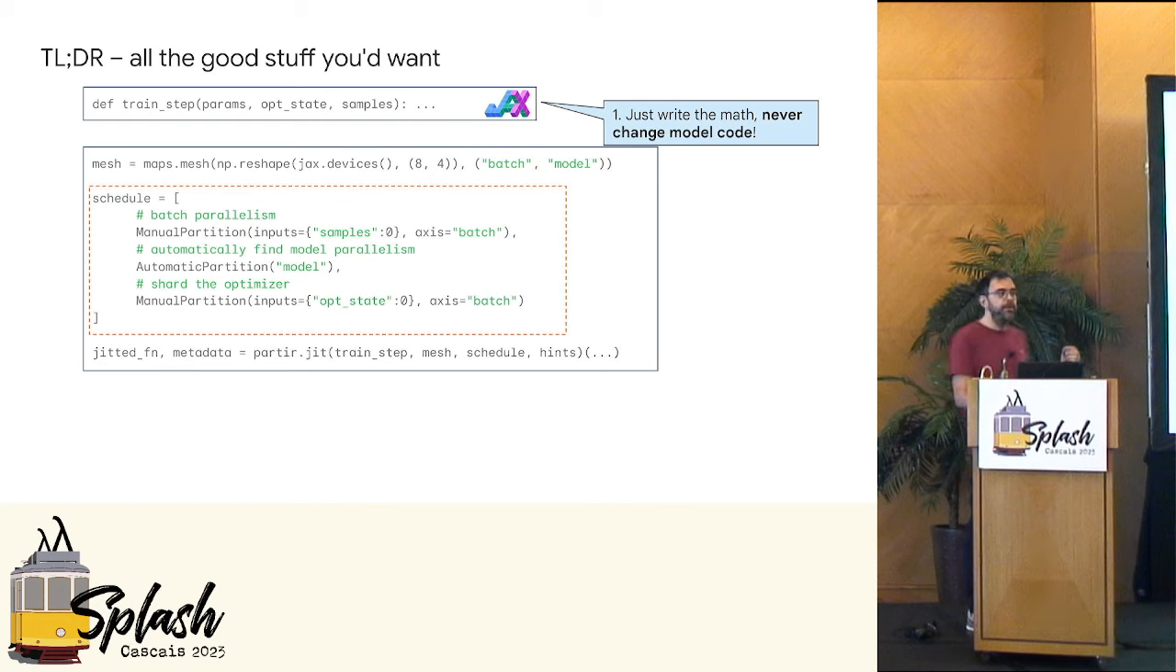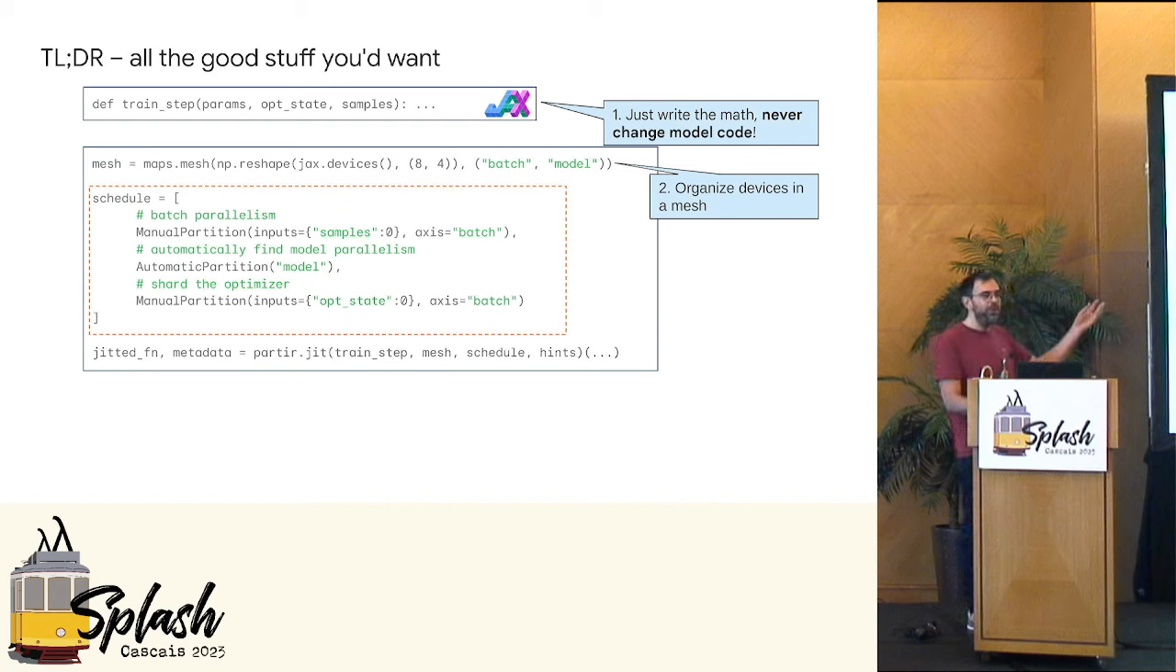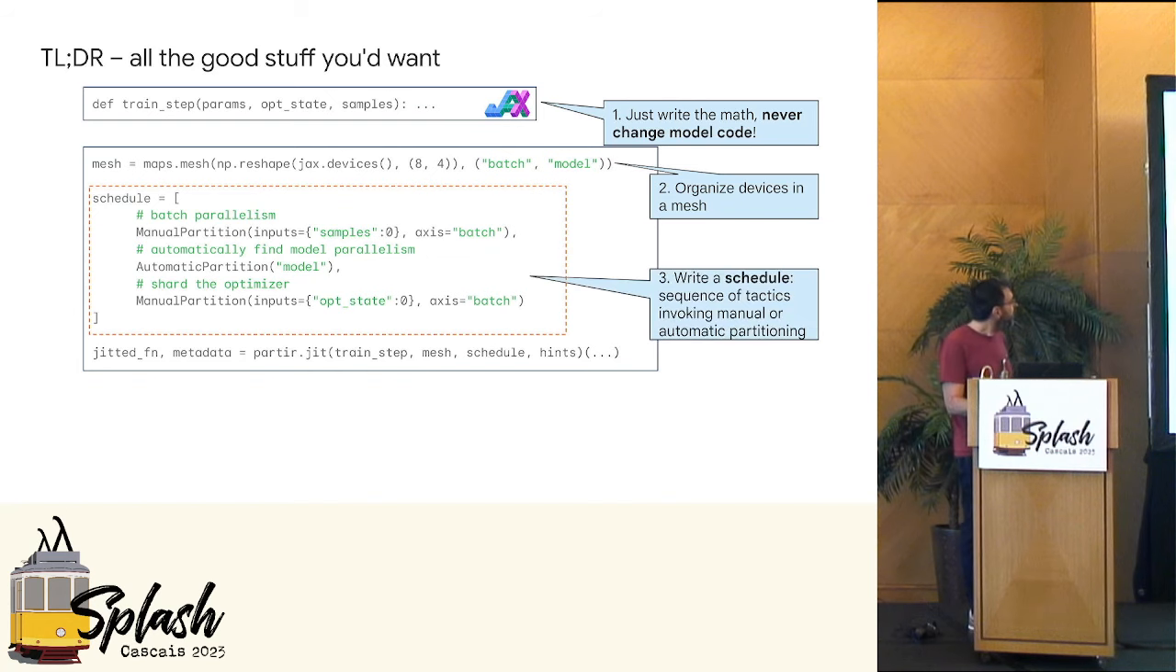They just write the math of the model, no model modifications, nothing to do with systems there. They just pretend they have a giant supercomputer that can run the model. Then they organize their devices in a mesh. And that requires a little bit of expertise sometimes. So I would say maybe that's the least nice part of it. We haven't automated that part, although we had all this previous work that could possibly do it. Then they write a schedule.